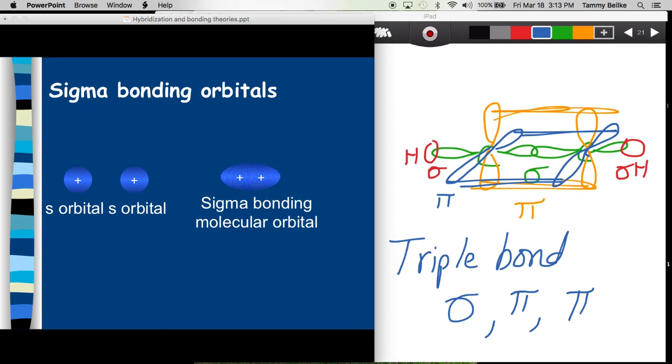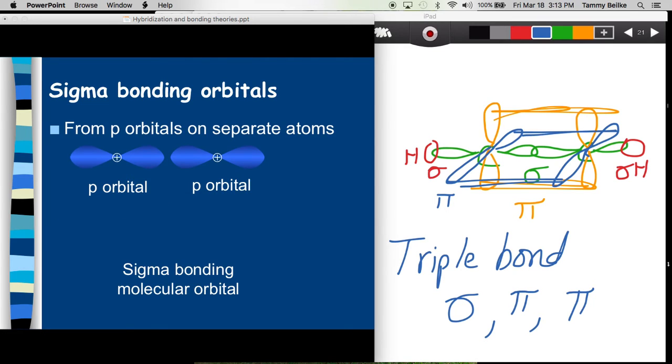Okay. And it kind of rearranges itself. A p orbital can also do that head-on overlap. When it does, they squish together and reform, and the new molecular orbital looks like that. Okay? Not a big deal.